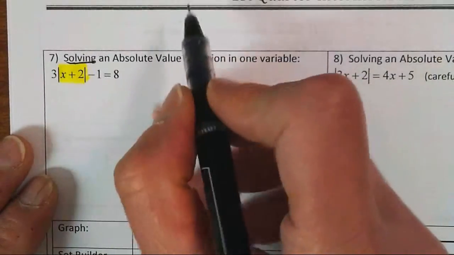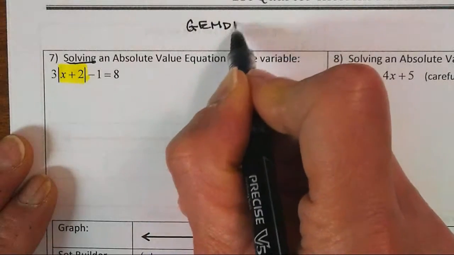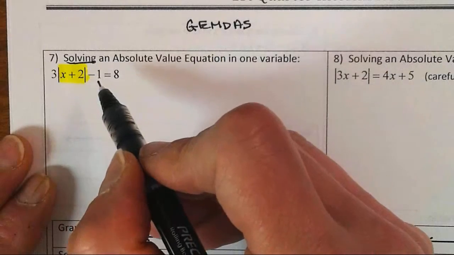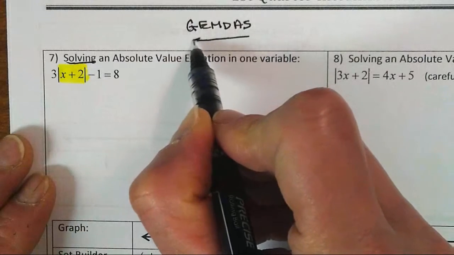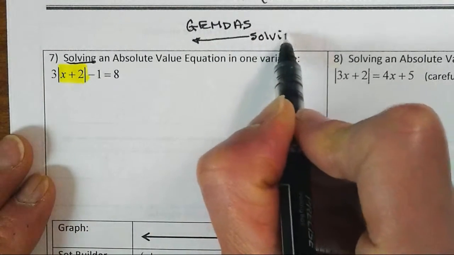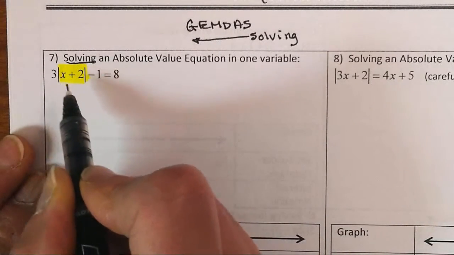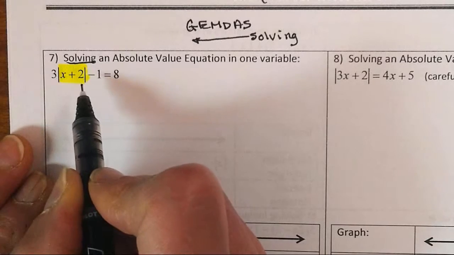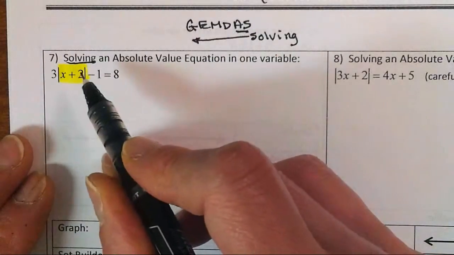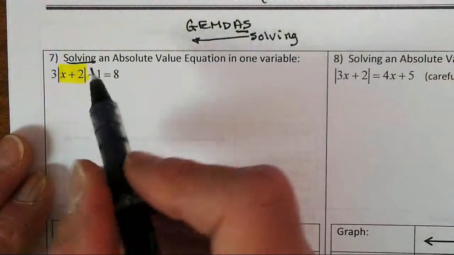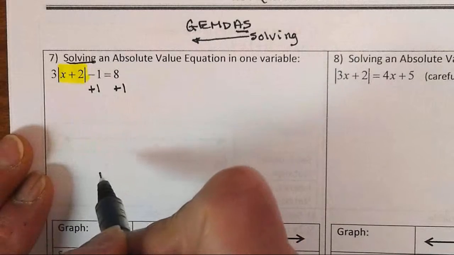So again, let's go ahead and talk about GEMDAS. We're solving. There's nothing I can simplify on the left side. So that means I'm going to do GEMDAS backwards because I'm solving. I need to ask myself, looking at this x term, which is locked in jail right now, do I have anything being added? That's my first question. Do I have anything being added or subtracted to what's highlighted in yellow? And the answer is yes, this -1. So I have to add 1 to both sides of my equation.